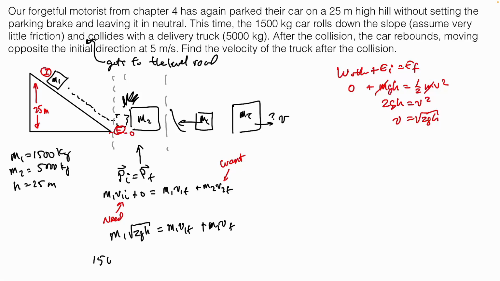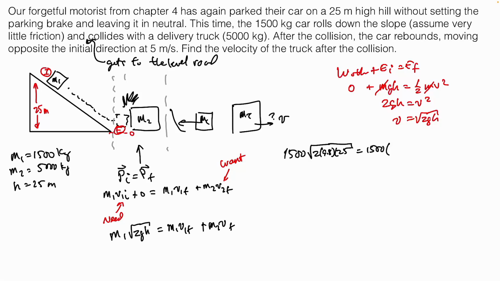M1, 1500. Oh, you know what? I'm gonna do this over here. 1500 times the square root of 2 times Earth times, what was my height? 25, equals 1500. Okay, what do we put in for V1 final? -5.